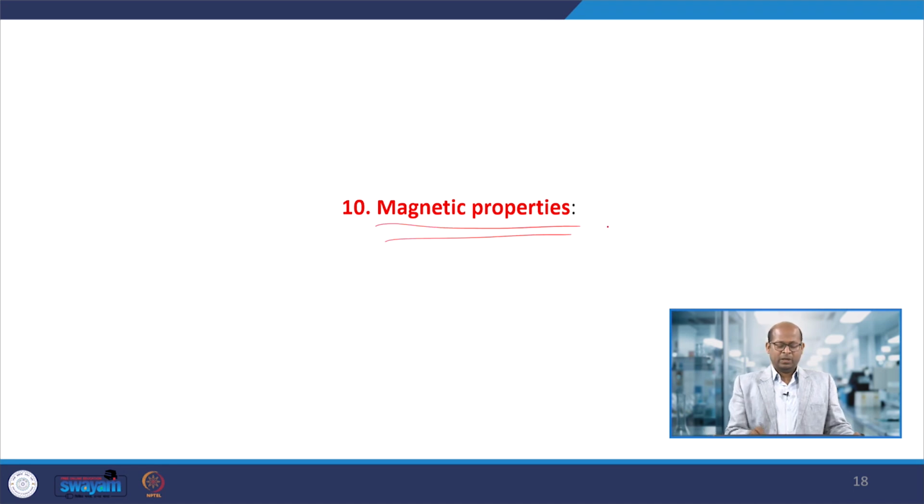Next is the magnetic property. Different types of materials we can prepare, like metal oxides, also have magnetic property. That is one important property whenever we study nanomaterials or nanoscale applications. So this property is also very important, so we need to know it.